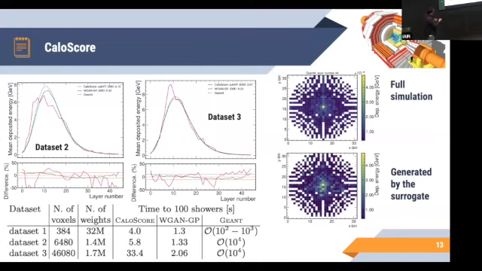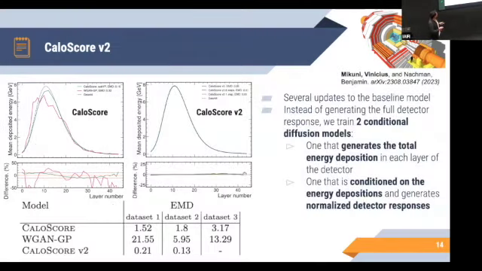So you can see the comparison for CaloScore, which is the diffusion model, and in the last column the full simulation. But having things that are a bit slower and okay is nice. That's a good proof of concept.